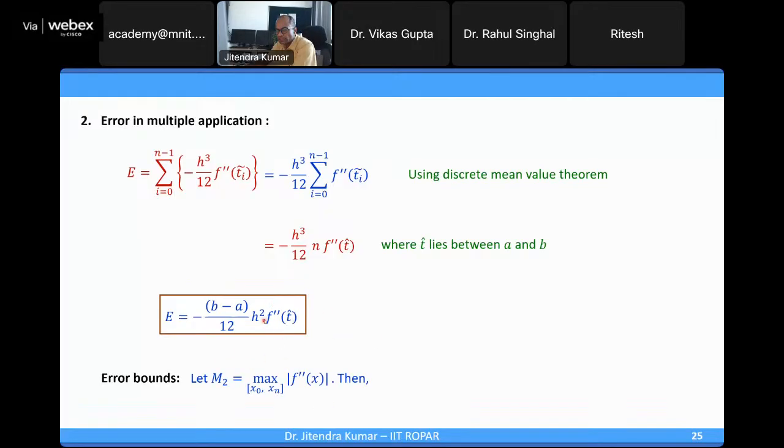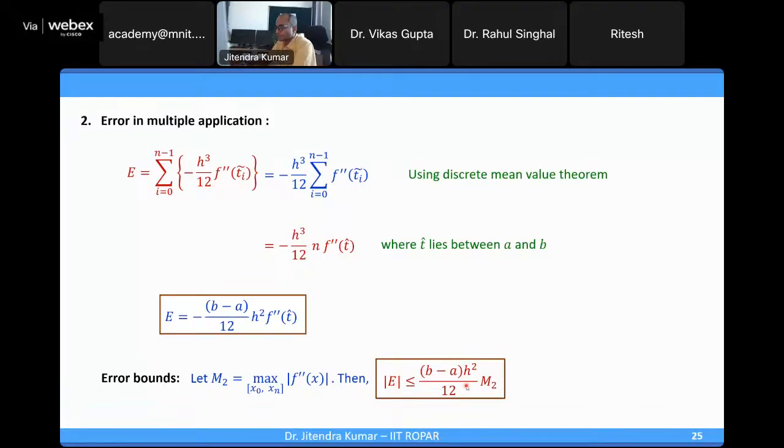You have to look at this double derivative. If it has some bound, let's say its maximum value is M2, then you can bound this error by b minus a times h squared by 12 times M2. So this is the error bound for the trapezoidal rule. As you can see, it's second order accuracy with h squared. You make your h small, and your error will be h squared small.